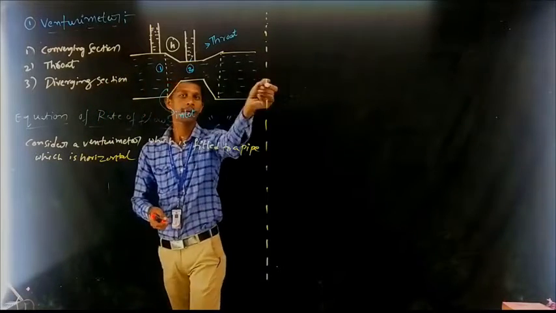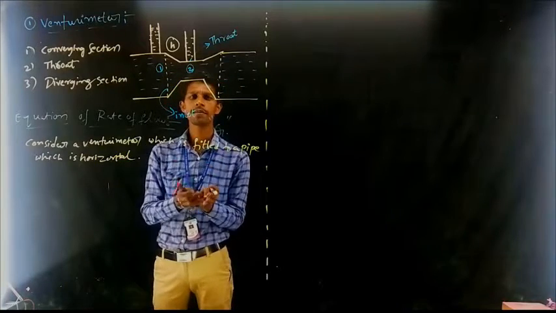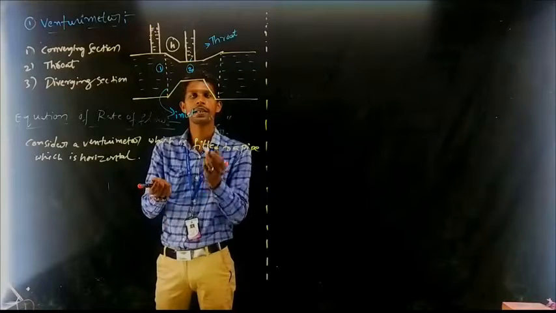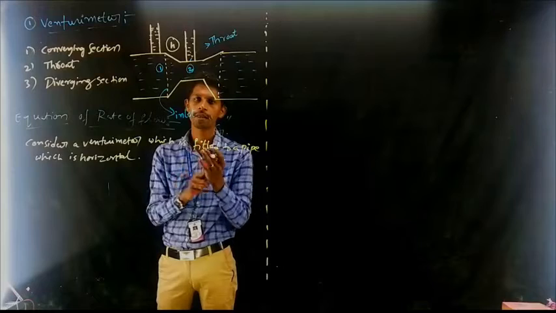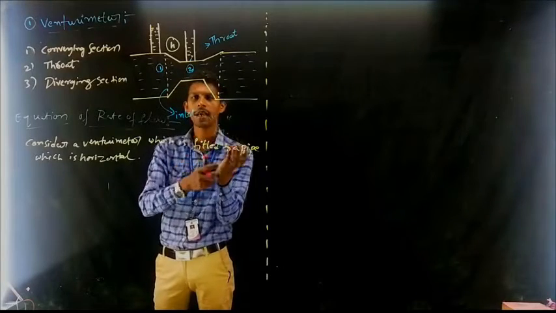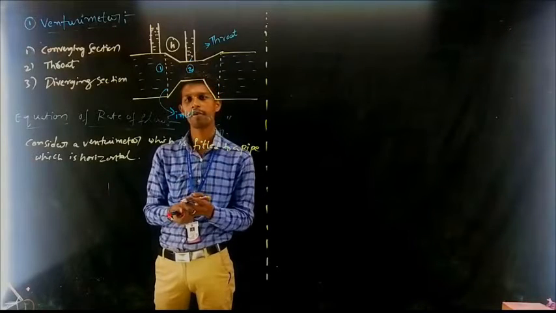So here the pipe alignment is horizontal, right? Sometimes it might be inclined or it might be vertical. We can fit a venturimeter to any pipe section. The alignment might be vertical, horizontal, or inclined, so the heads will be varied. That means the datum height will be varied.